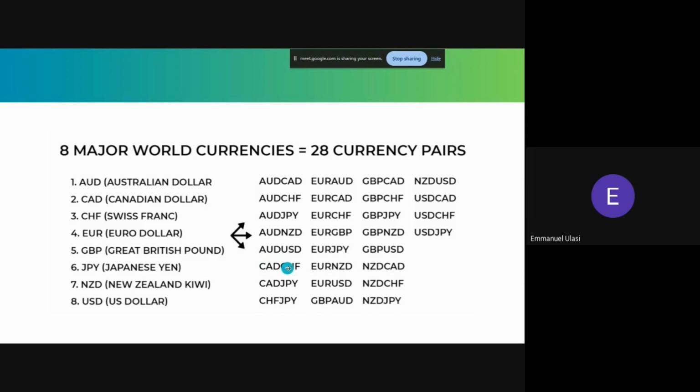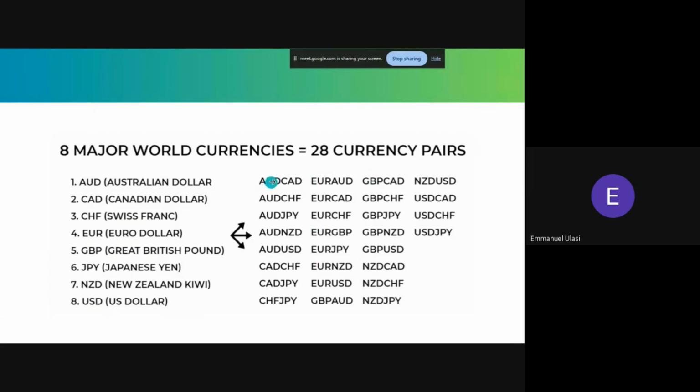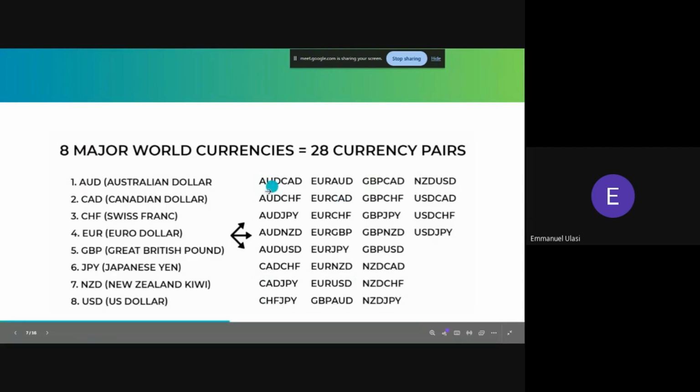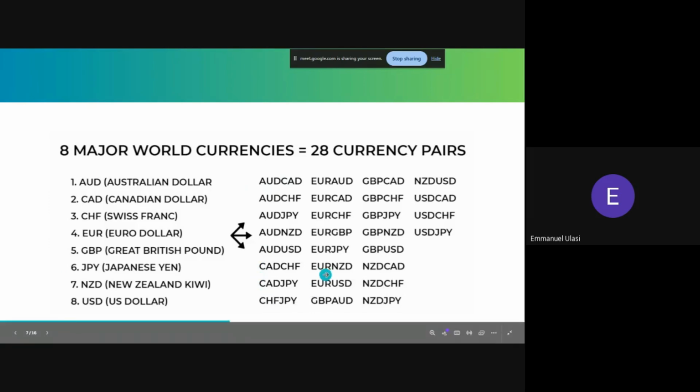When you see CAD CHF, you should know in the back of your mind that what this means is Canadian dollar, Swiss franc. We have CAD JPY, which stands for Canadian dollar, Japanese yen. We have CHF JPY, which stands for Swiss franc, Japanese yen, and so on and so forth for all the other currencies. So if you take a look at these currency pairs we have here, there should be 28 in number. These are the currency pairs we have in Forex.